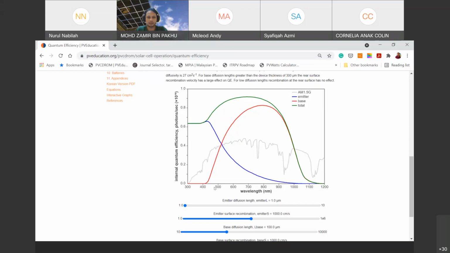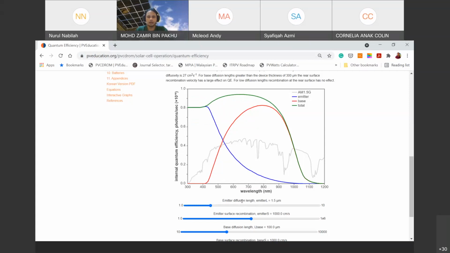So I explained yesterday that the front surface of a solar cell is reflected in the short wavelength region, between 300 to 500 more or less. And what's happening in the bulk is reflected between 500 to about 900 in the central region, because you can see the base collection is there. And what happens at the back of the solar cell is reflected above 900 nanometer. So that's the effect of the emitter diffusion length. For example, let's look at the second one.